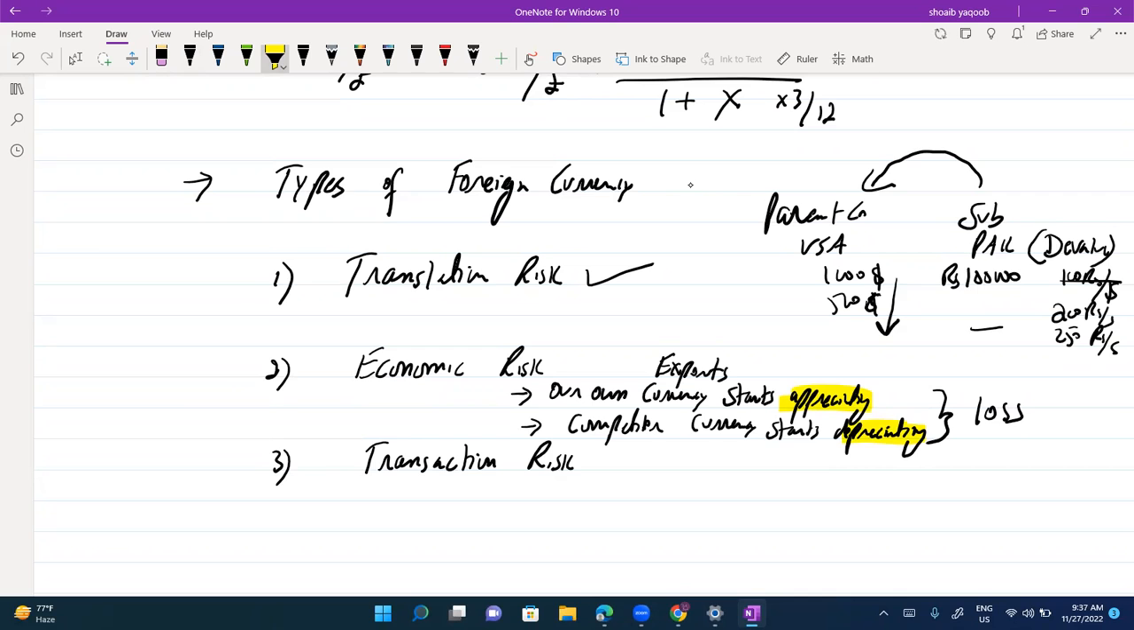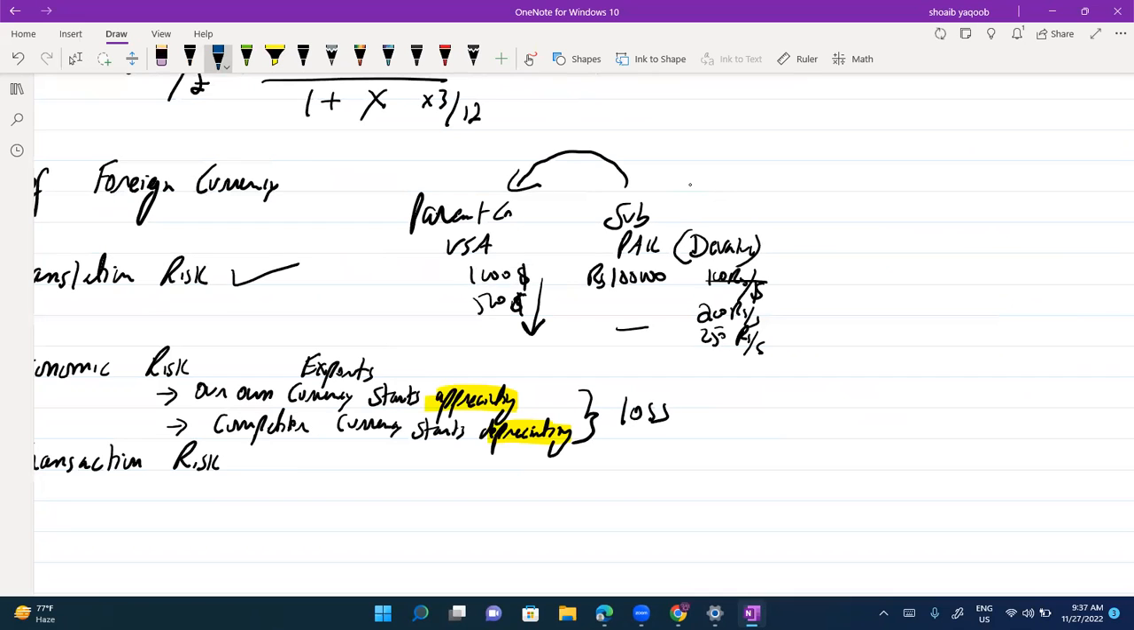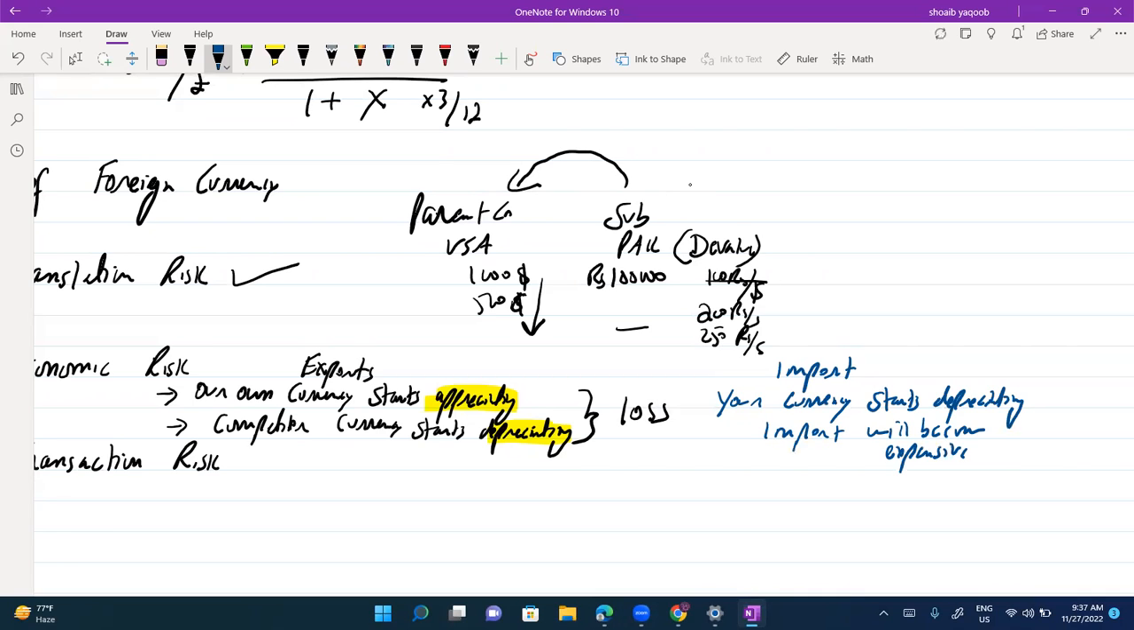Similarly, in the import side, if your currency start depreciating, your import will become expensive. So nobody can import. जिस तरह पाकिस्तानी की करेंसी अभी मूव होके 250 तक जा रही है ना, so Pakistani currency is continuously depreciating. What is the impact? Now it is very difficult to buy the imported stuff.